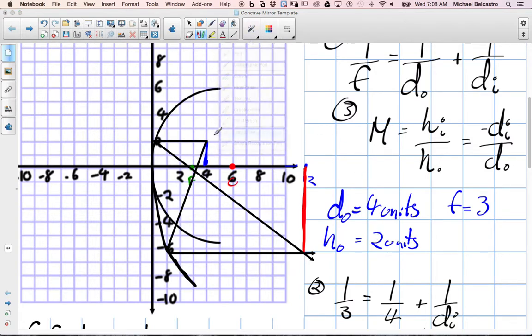And again, these rays, one parallel to the ground and then reflecting back through the focus point, the other one going through the focus point off the mirror and then parallel again, and where the two of them meet would be where our new image would occur.